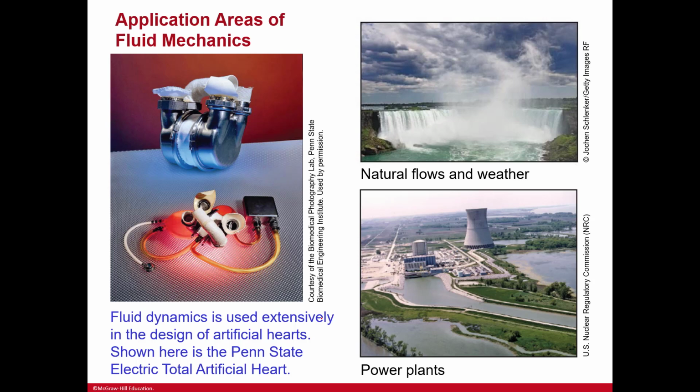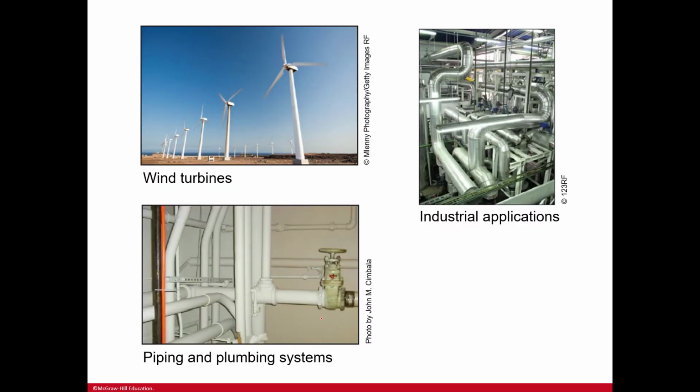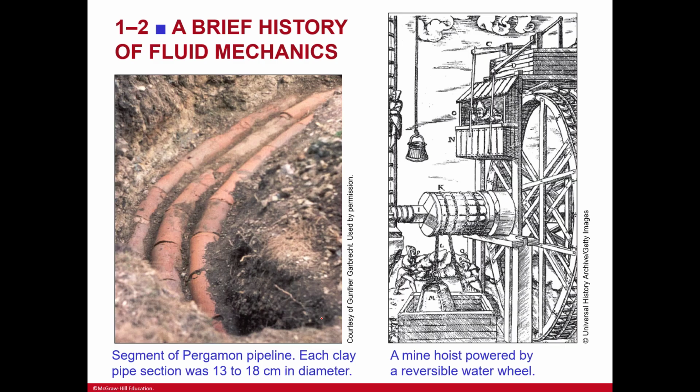Got natural flows and weather. We talked about how we have things that occur naturally in the world, like the flow of waterfalls. And then you have power plants or dams, which are artificial flows, right? Boats, aircraft, spacecraft, human body, cars. It's everywhere. You've got blood in your veins. You've got some flow. Wind turbines, industrial applications, piping and plumbing systems.